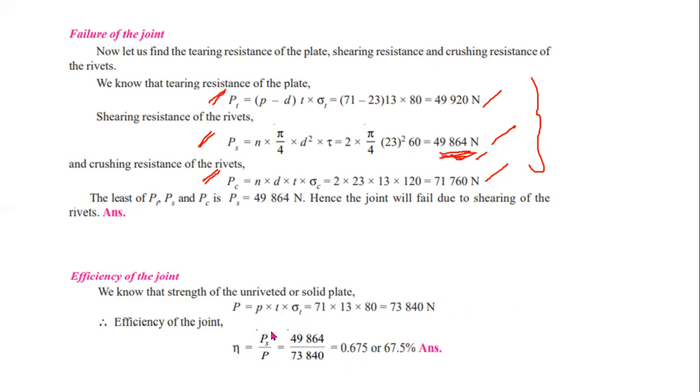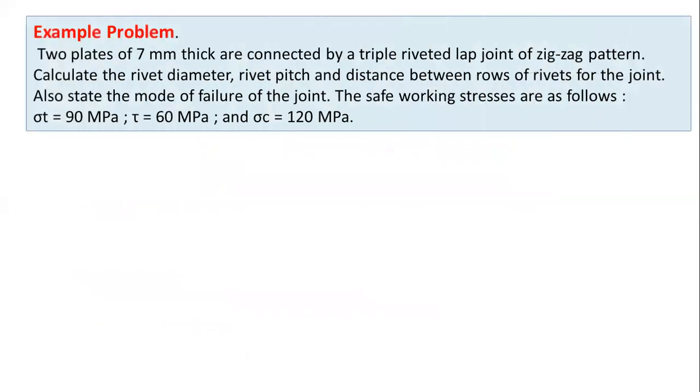So from this formula, the efficiency of the given joint is 67.5%. This is the final answer for this problem. The efficiency of the double riveted lap joint is 67.5%.